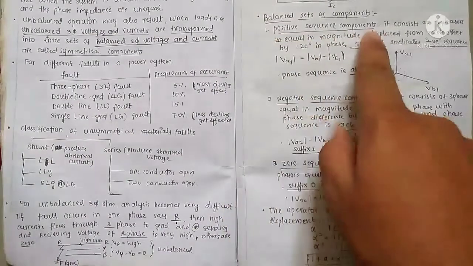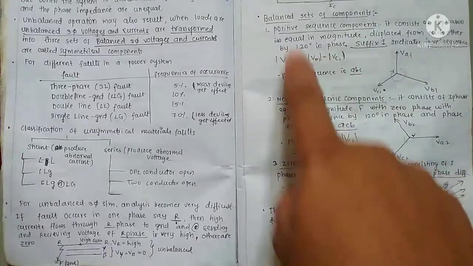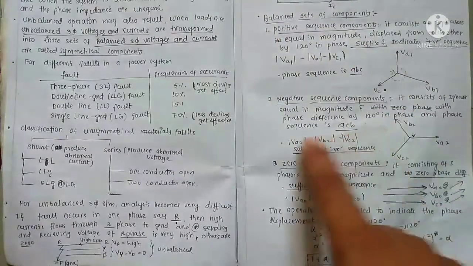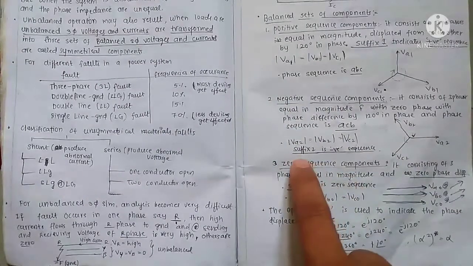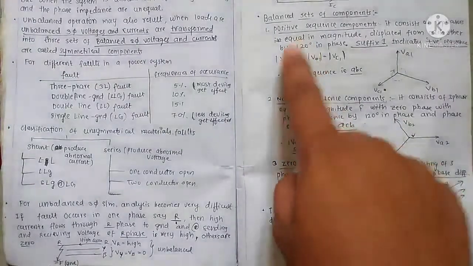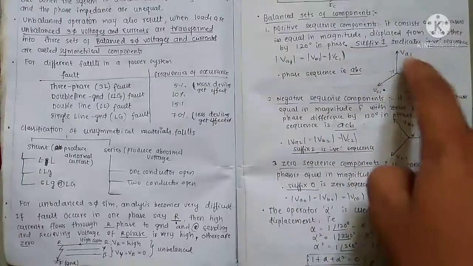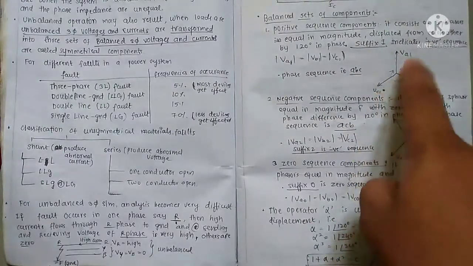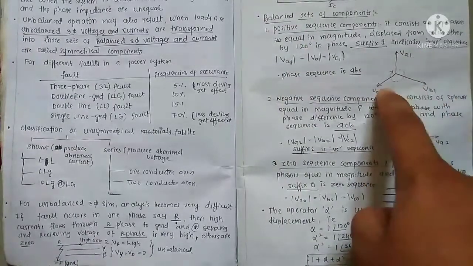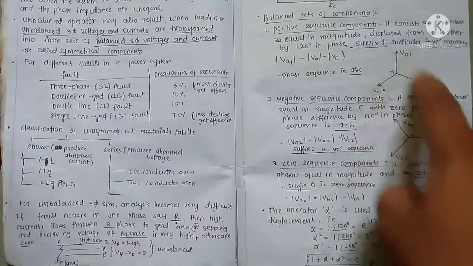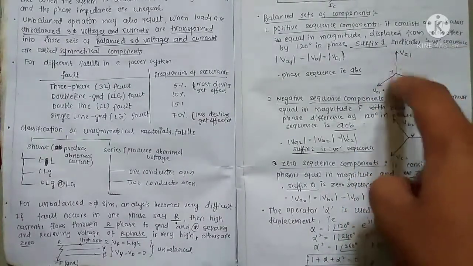Remember this: suffix 1 indicates positive sequence, suffix 2 indicates negative sequence, and suffix 0 indicates zero sequence components. For positive sequence components there will be three vectors, VA1, VB1, VC1, balanced, and the sequence will be ABC. Okay, ABC. For the sequence we need to move in the anti-clockwise direction. Okay, these are 120 degrees apart.